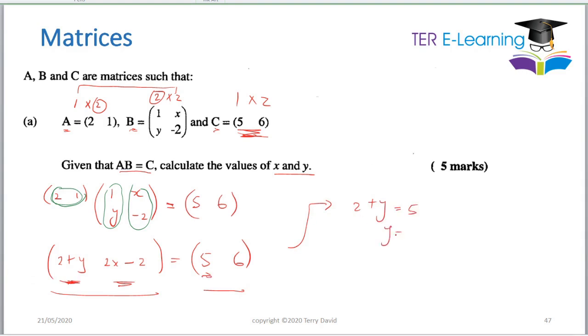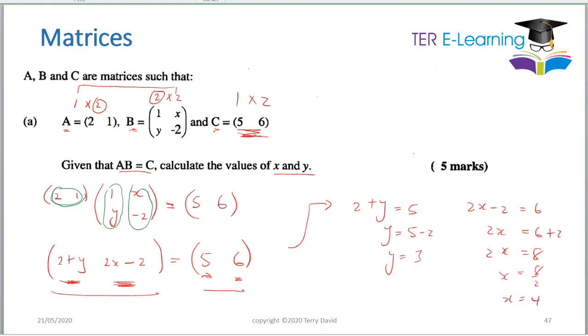So therefore y is equal to 5 minus 2, so y is equal to 3. The next thing we need to do now, we need to say that 2x minus 2 has to be equal to 6. So 2x minus 2 is equal to 6. So 2x is equal to 6 plus 2. So 2x is equal to 8, and therefore x is equal to 8 over 2. Therefore x is equal to 4, right?